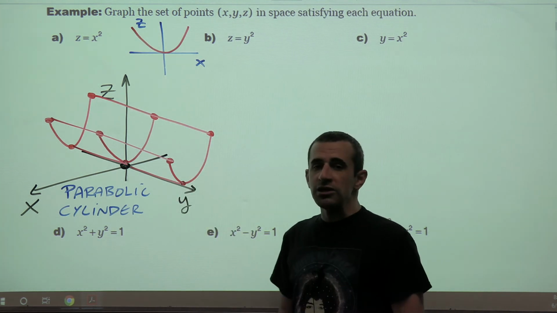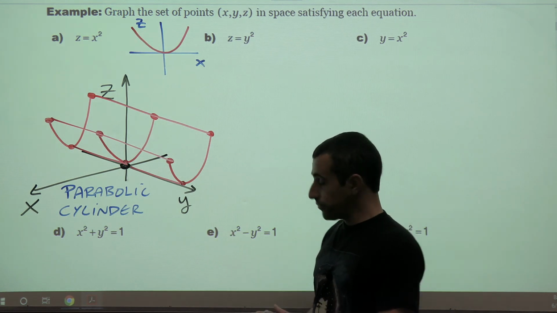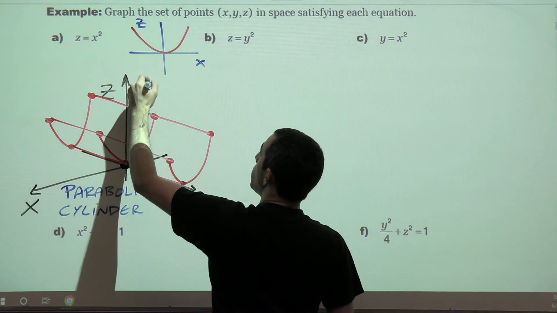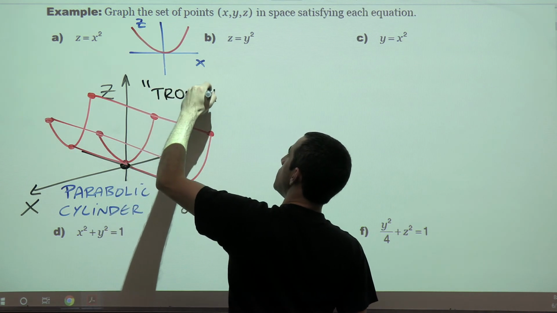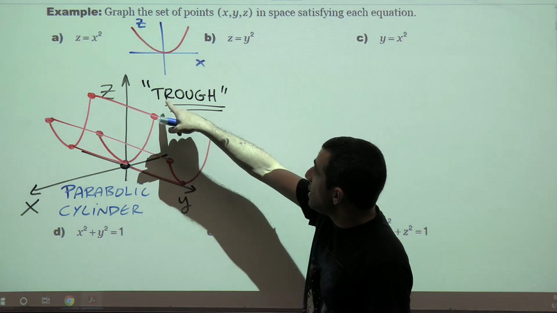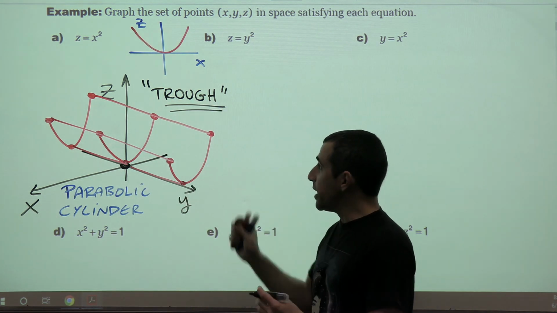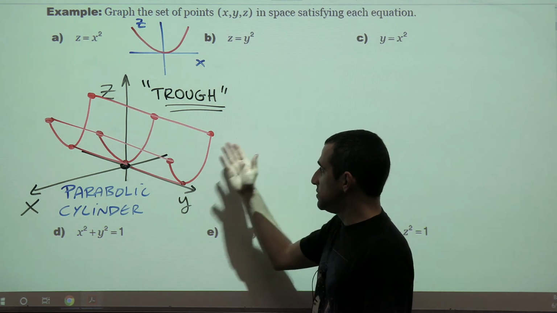But a much more common term that's used to describe this kind of shape is trough. So people more often call this a trough. And unfortunately, the spelling is kind of weird. It's T-R-O-U-G-H. It's pronounced trough. And that is like the typical way to refer to this shape here.